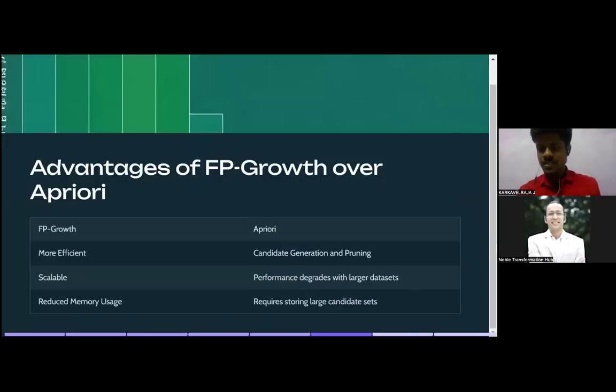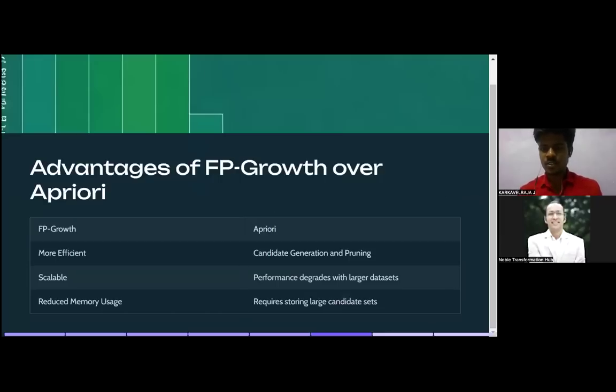Yeah guys, so we were just discussing Apriori. So these are the advantages of the Apriori algorithm over FP growth. Sir, is there anything else that you want to discuss on this? No, let's move to the other section.